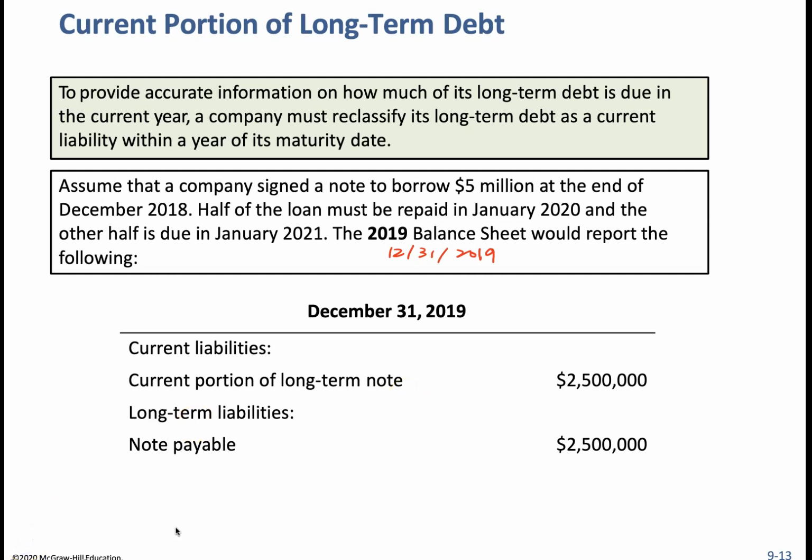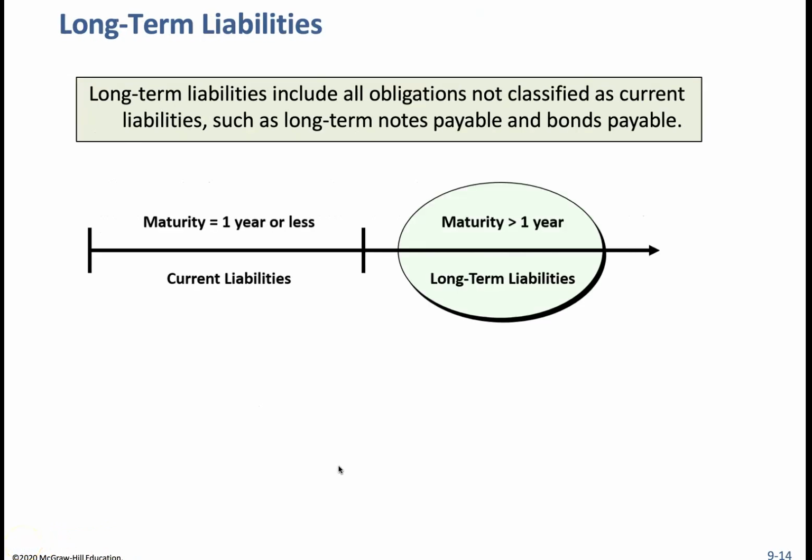This practice reflects that the accountants are very peculiar about when a loan or a debt should be classified as current versus long-term. Now let's talk about long-term liabilities. Long-term liabilities include all obligations not classified as current liabilities, such as long-term notes payable and bonds payable.